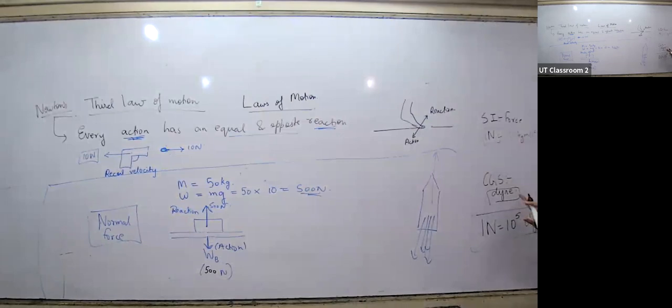Now look at this term. In terms of CGS, if I'm putting everything in terms of CGS, it is gram centimeter per second square. So 1 dyne is 1 gram centimeter per second square. Hope you remember this from the last class.